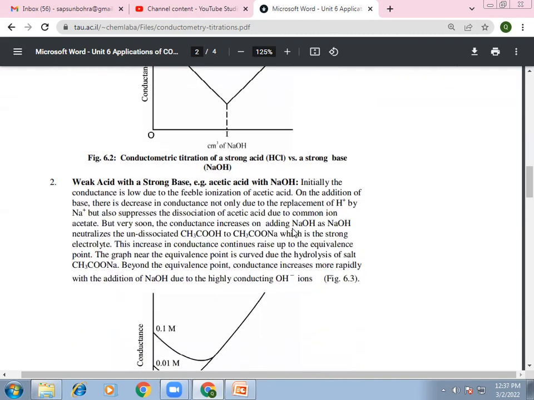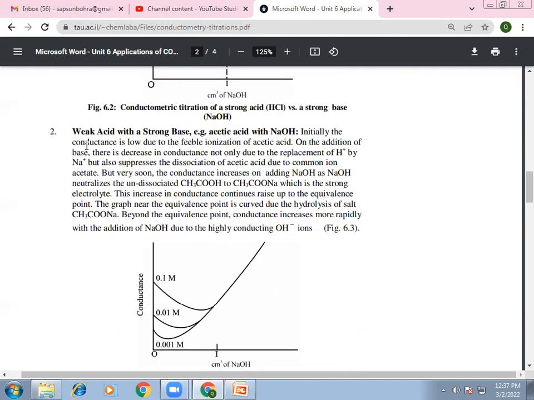Now let us see the second type of titration, that is the titration of a weak acid with a strong base. For example, we are taking acetic acid and NaOH. Now acetic acid is your weak acid. Okay, so it is a weak acid, which means its ionization compared to HCl will be less.